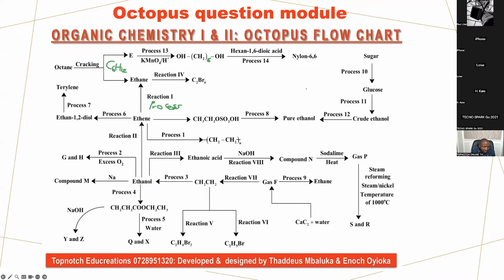Dehydration. It is dehydration. What are the conditions for dehydration? What are the reagents? Concentrated sulfuric acid. Condition is what? 160 degrees Celsius.